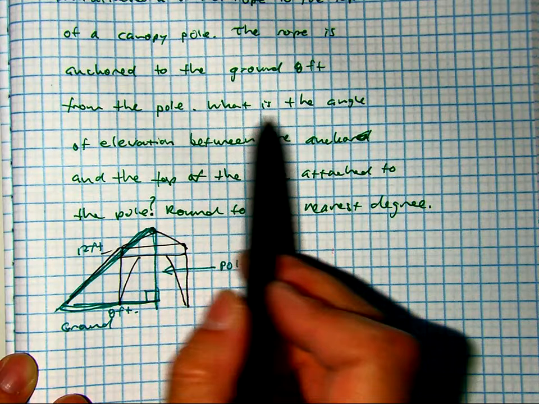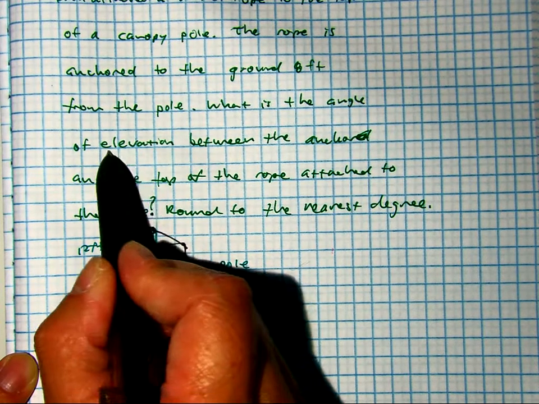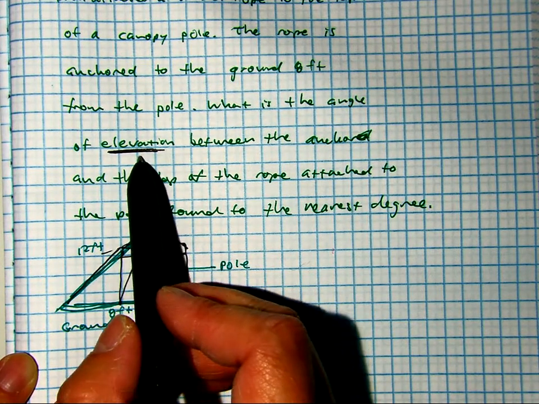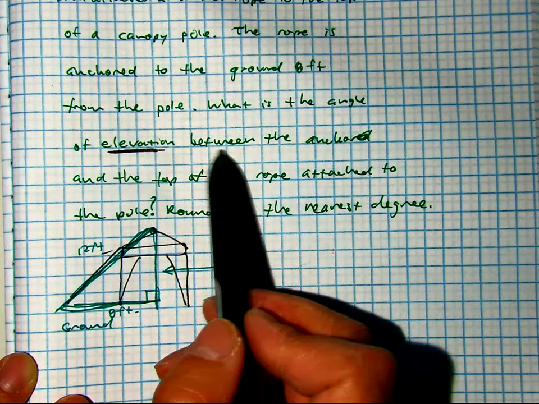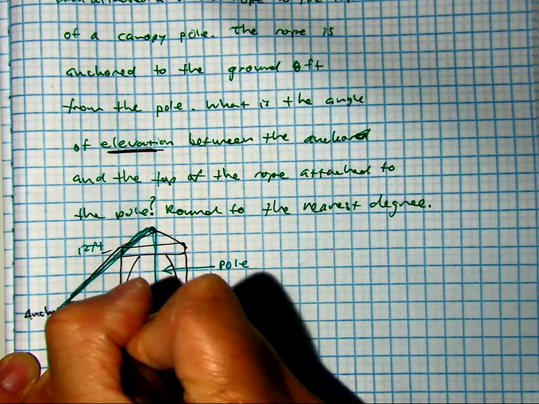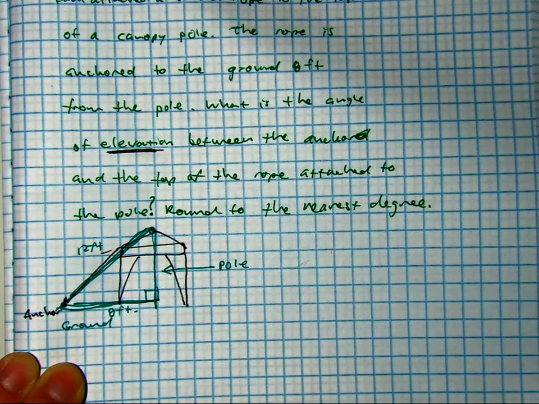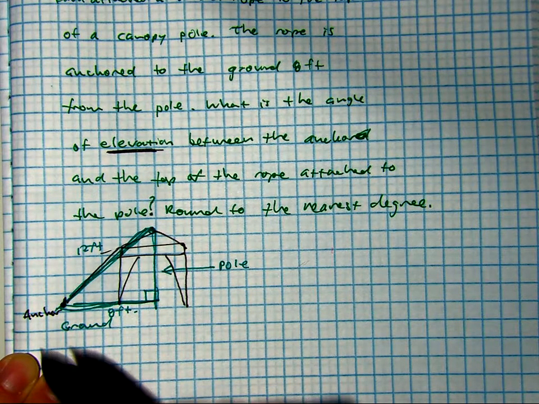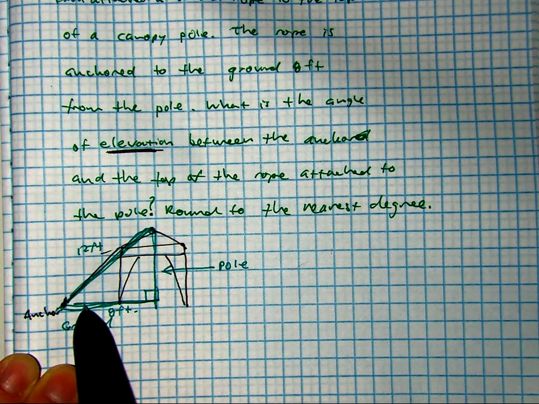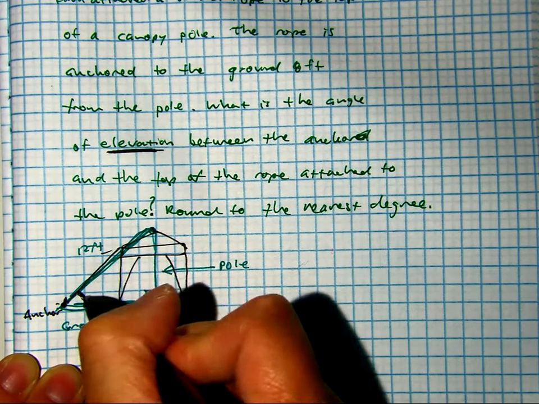What is the angle of elevation? We haven't talked about this before, but the angle of elevation is going to tell you the angle between the anchor, the stake or stick in the ground that holds it down, and the top of the rope attached. So they want to know this angle right there. You can put an X there.